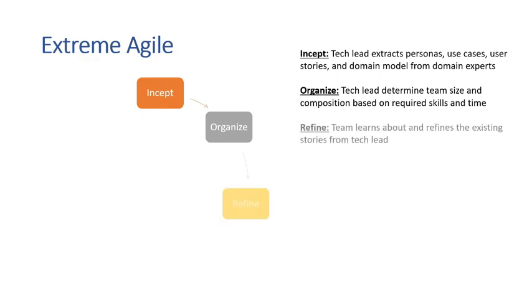Let's organize the team. And of course, the team then receives the information in a refinement process where the team looks over whatever the tech lead and the architect have put together for them and conveyed to them about what the customer wants. And you go through and you refine that. You refine the stories. You take the personas, the use cases, the stories that were incepted, and look at the domain model.